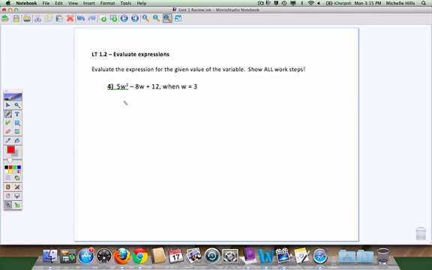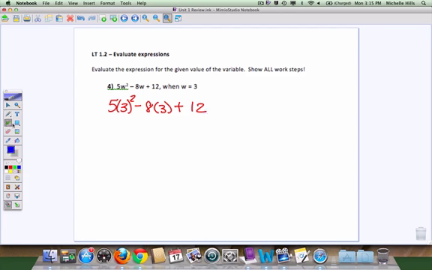When I evaluate expressions, the very first thing I do is just substitute for the variable. So the w becomes a 3, which I'm going to put in parentheses with the square on the outside, minus 8 times 3 plus 12.